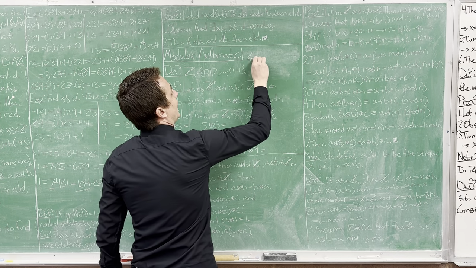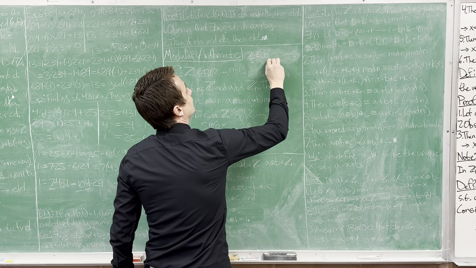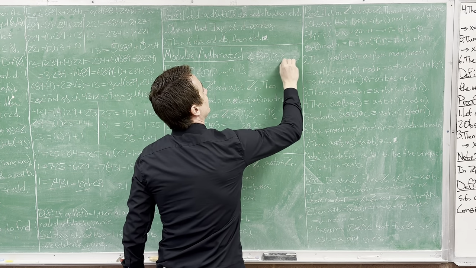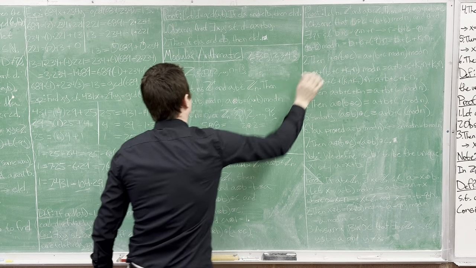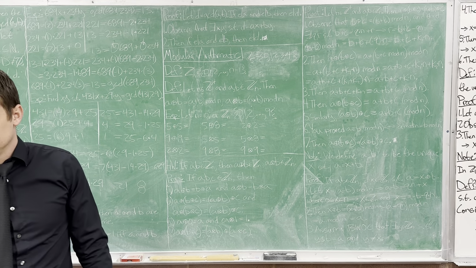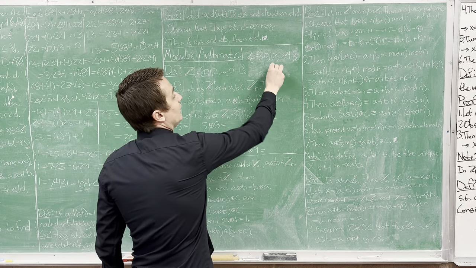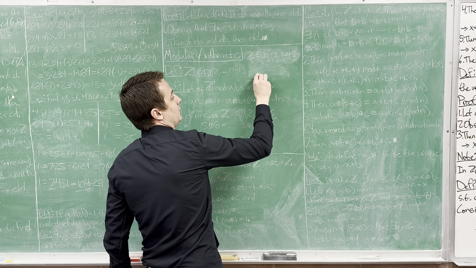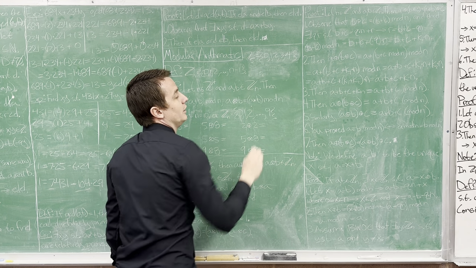When we said Z sub 5 was equal to 0, 1, 2, 3, 4, and we kind of were counting around in a circle, that's exactly what modding by 5 would have done for us. So I asked you to figure out what 4 times 4 was. You remember what it was? Yeah, 1. It was 1.